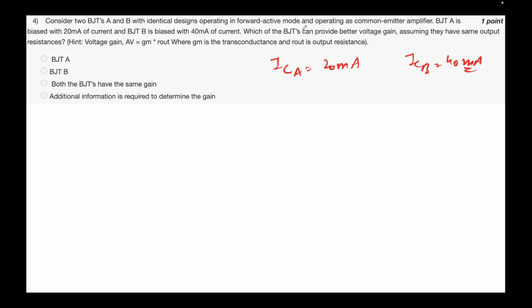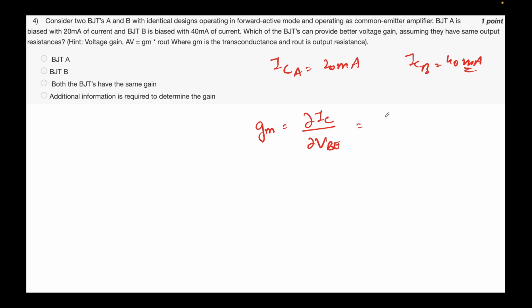We are required to find which has better voltage gain, and voltage gain is given by this expression, GM times R out. R out is the same for both of them, so that doesn't matter. The only parameter that matters is GM. So what is GM? GM is the differential of output current divided by the input voltage. Transconductance. Conductance is current over voltage, and trans means from the other side, so output current over input voltage.